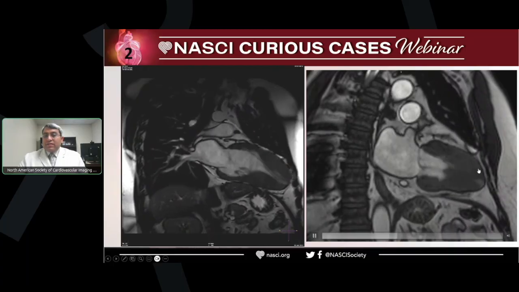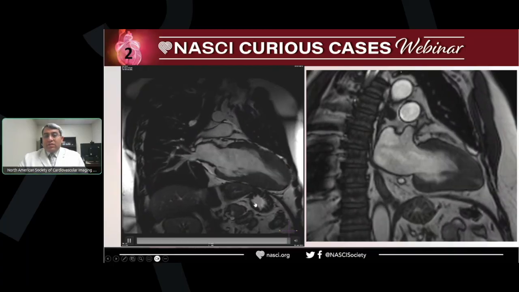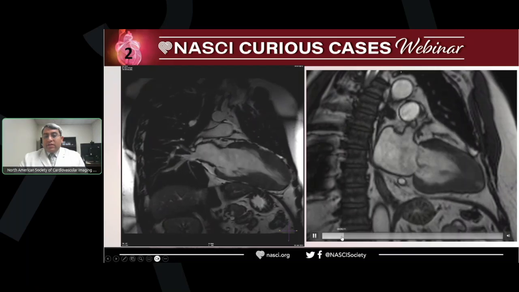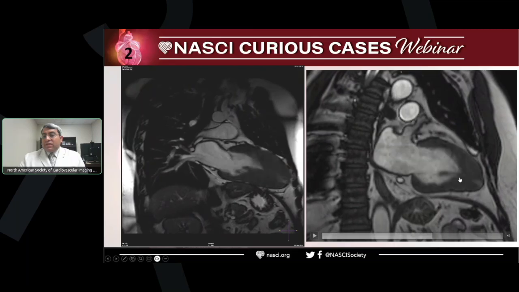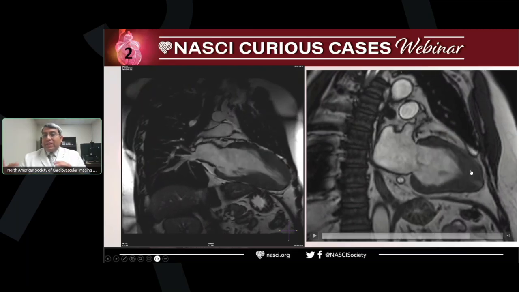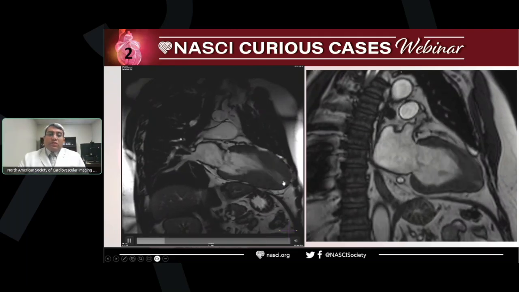These are two different cases. You see one here and you see one there. And a very nice thing when you try to see the shape of the left ventricle, it looks like a spade appearance or like a conical appearance, and it is very pathognomonic for this entity.